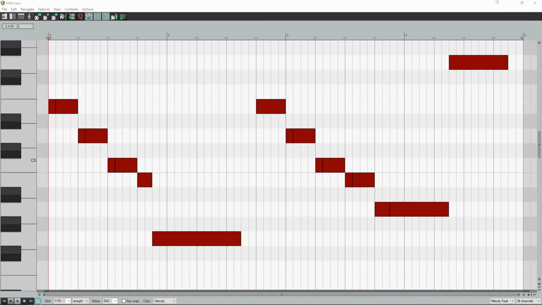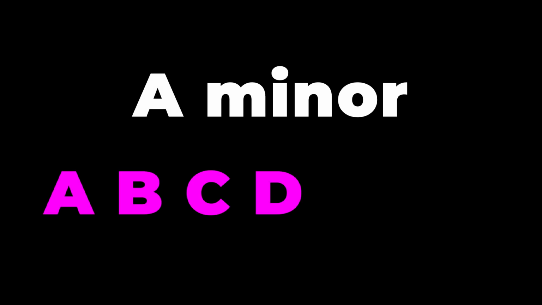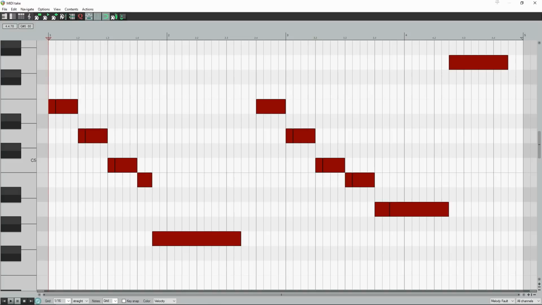And by the way, if you're wondering, our example is in the key of A minor, which is all the white notes from A to A, and the tempo is 100 BPM. You know what's interesting? Now that you're aware of this fault, you'll start noticing it everywhere. It really is sad how common it is. But there's a super easy hack to fix this fault.